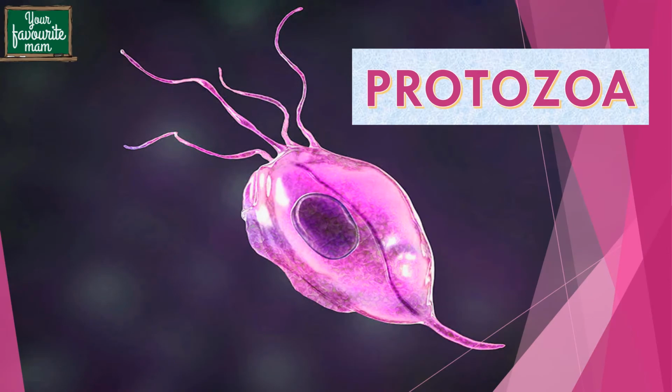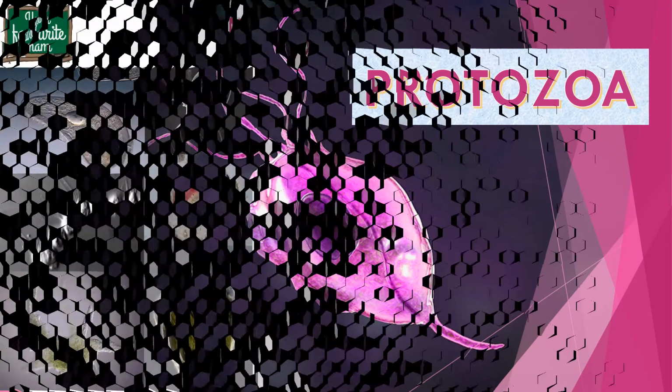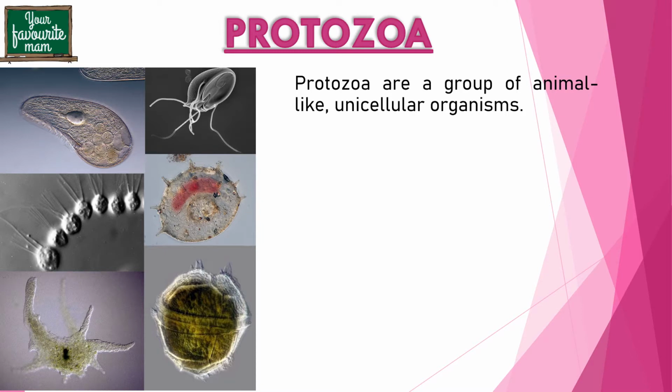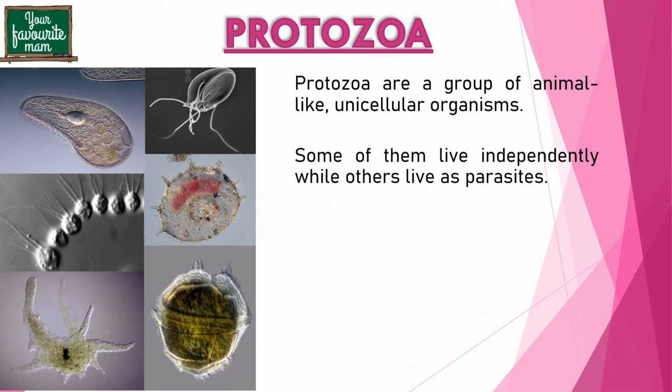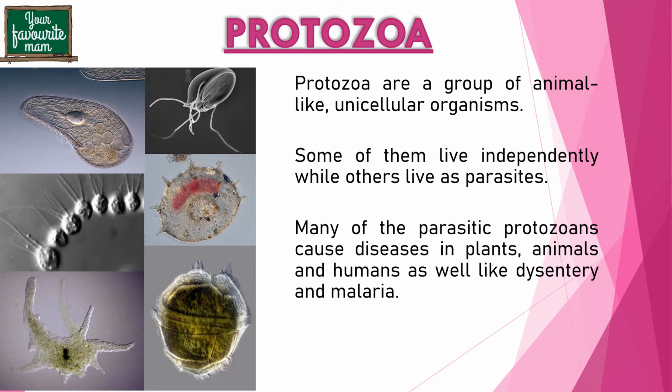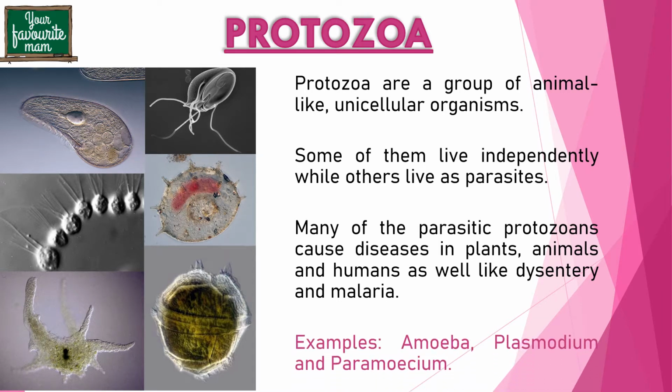The next category is protozoa. Protozoa are a group of animal-like unicellular organisms. Some of them live independently, while others live as parasites. Many of the parasitic protozoans cause diseases in plants, animals, and humans as well, like dysentery and malaria. Examples: amoeba, plasmodium, and paramecium.